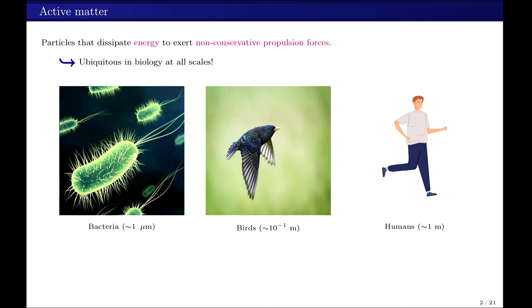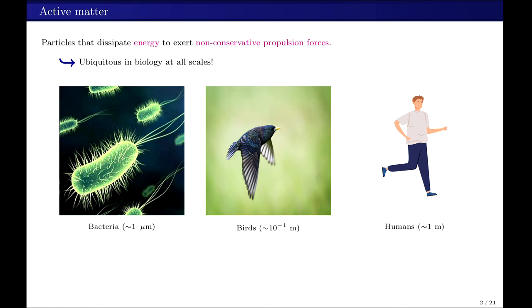So the field that I'm working on is active matter, and I don't know if you are familiar with that, so I'll try to give the grounds on this subject. By active matter, we define those systems whose microscopic units dissipate energy to exert some non-conservative propulsion forces. And these are ubiquitous in biology at all scales. So you can go to the microscopic scale and look at bacteria. Bacteria use the energy coming from their metabolism to move their flagellum and thus to self-propel.